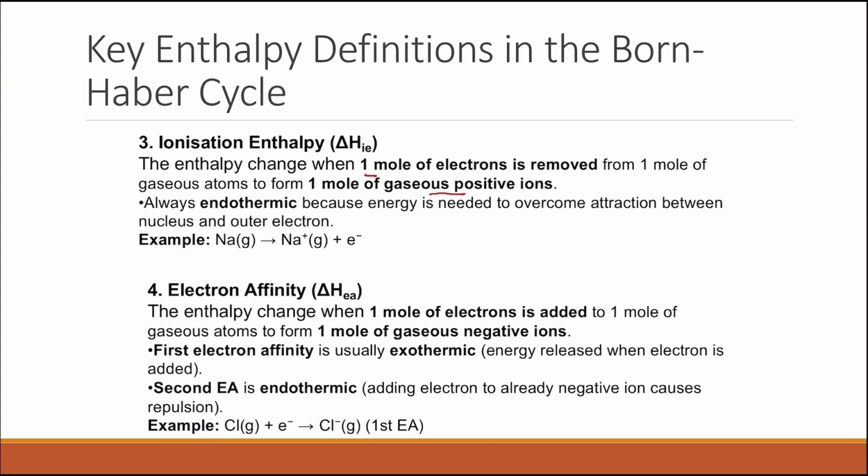Electron affinity is like the ionization enthalpy, but it's for gaining electrons to form gaseous -1 ions. So this is the enthalpy change when one mole of electrons is added, this time not removed, to one mole of gaseous atoms to form one mole of gaseous negative ions. Remember that the first electron affinity is usually exothermic because energy is released when an electron is added. And then the second electron affinity, when you add a second electron, will be endothermic. This is because you are adding an electron to an already negative ion, so we would need more energy to add the electron.